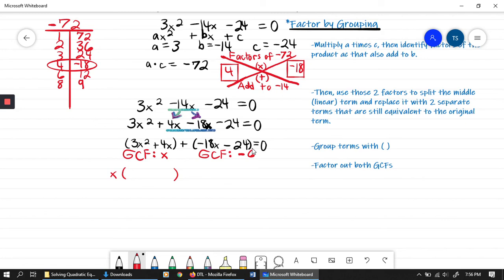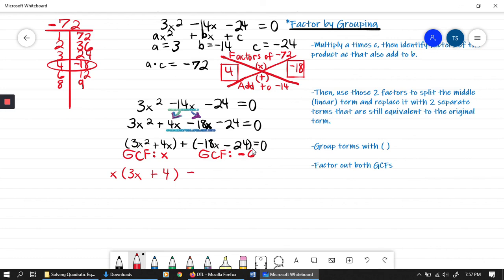So when we factor out an x from that 3x squared plus 4x, what's left over? What multiplied times x gives us 3x to the second power? x times 3x will give us 3x to the second power. And what multiplied times x will give us 4x? Well, if we multiply x times 4, we get 4x.